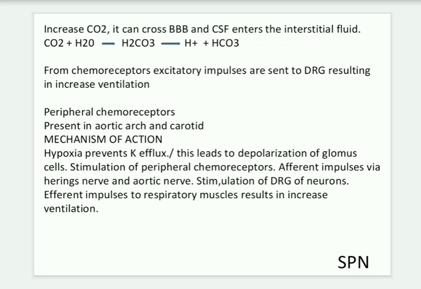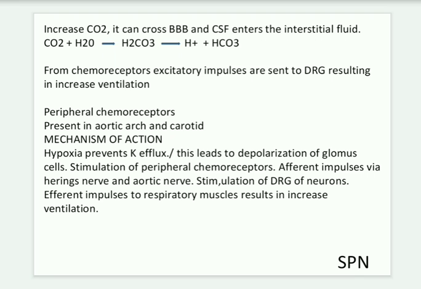And what about the next? Peripheral chemoreceptors. After central chemoreceptors, there are peripheral chemoreceptors. These are present in the aortic arch and carotid. Mechanism of action: hypoxia, a decrease in oxygen content, prevents the potassium efflux. This leads to depolarization of glomus cells. Then stimulation of peripheral chemoreceptors, afferent impulses via the glossopharyngeal nerve and aortic nerve. Then stimulation of DRG neurons, efferent impulses to respiratory muscles, and it results in increase in ventilation.